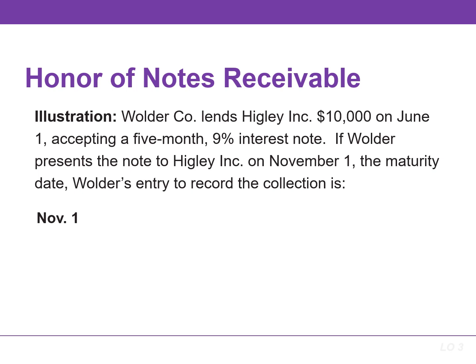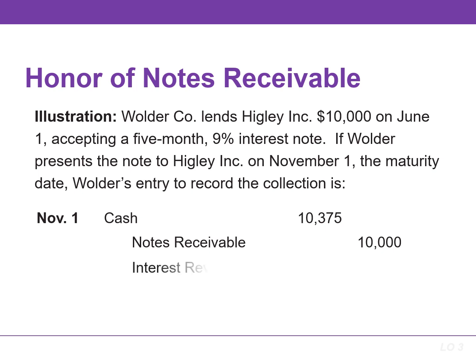The entry to record collection is a debit to cash for $10,375, a credit to notes receivable for $10,000, and a credit to interest revenue for $375. Interest is calculated by taking the principal or the face value of $10,000, multiplying that by the interest rate of 9%, and then multiplying by 5/12 because the note is only outstanding for 5 months. In this example, we assumed that no previous entries were made to accrue interest.